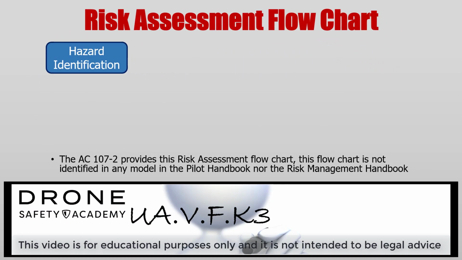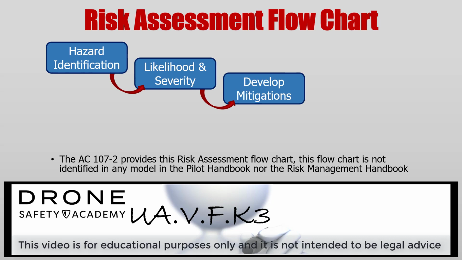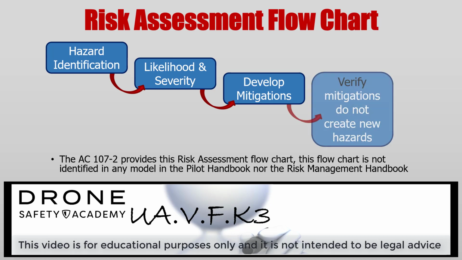All right, so let's review. We identify the hazards. We evaluate the likelihood and severity. We develop mitigation plans of the hazards that we've identified and the likelihood and severity of that particular hazard. That's the risk assessment. Then, and this is really important, we verify that mitigations do not create new hazards. From this, it's rinse and repeat.